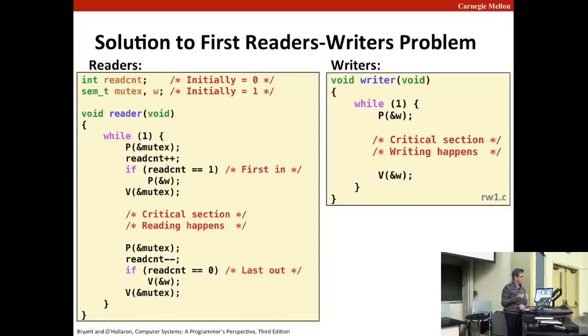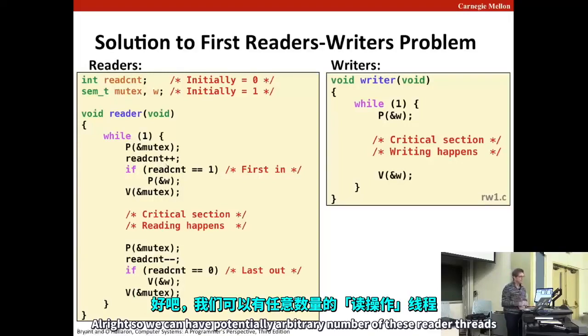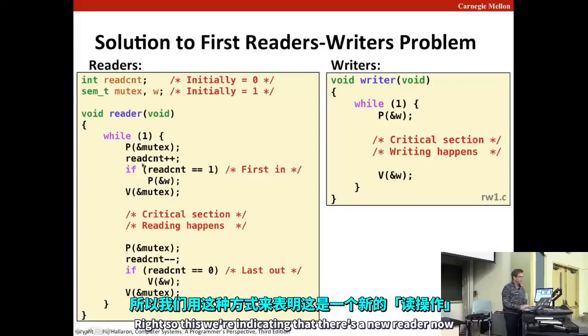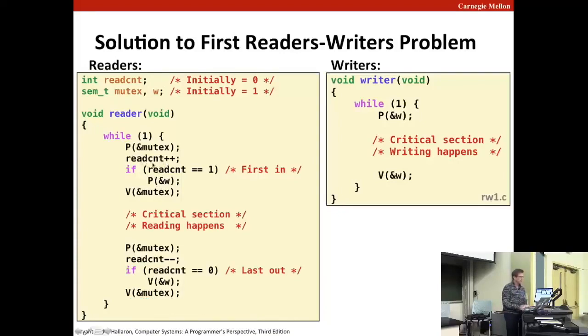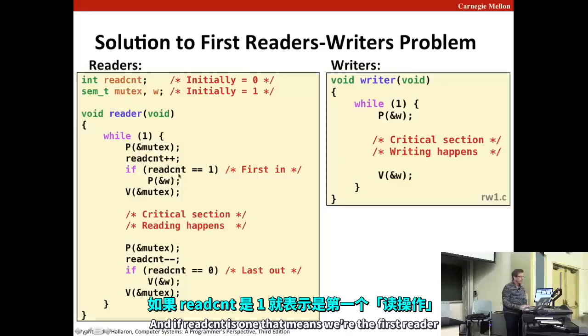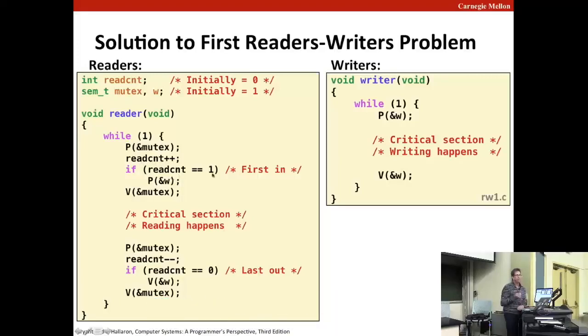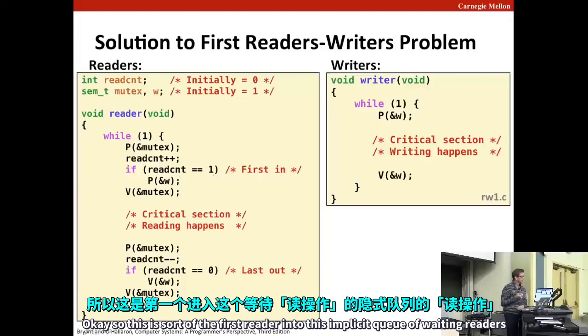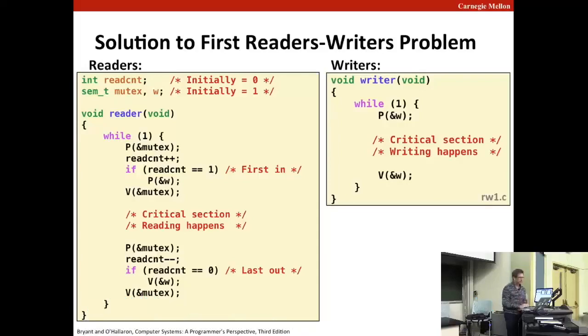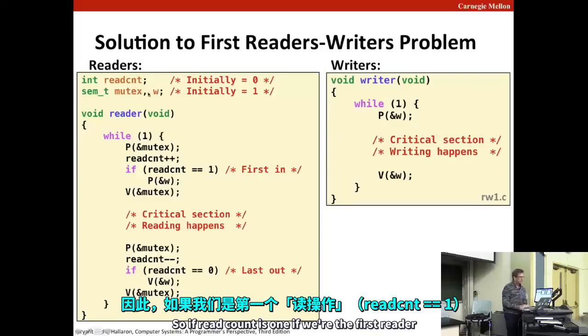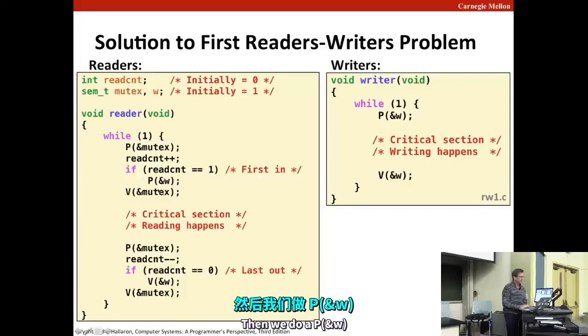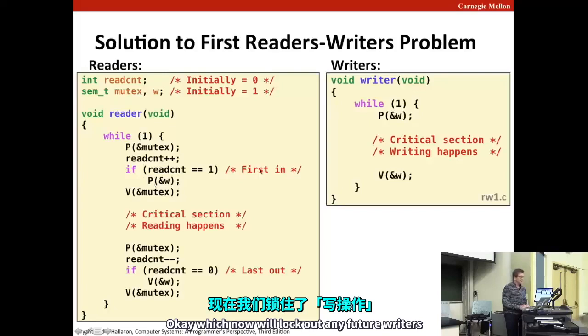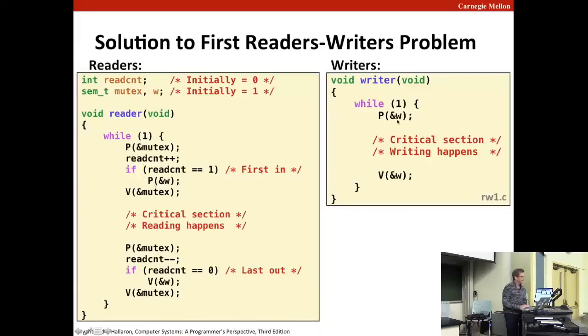We can have potentially an arbitrary number of these reader threads. So we're indicating that there's a new reader now. And if read count is 1, that means we're the first reader, the first reader into this implicit queue of waiting readers. So if we're the first reader, then we do a P on W, which now will lock out any future writers.